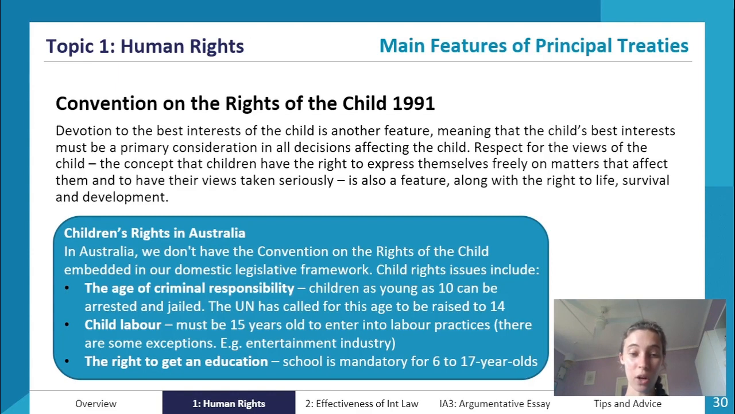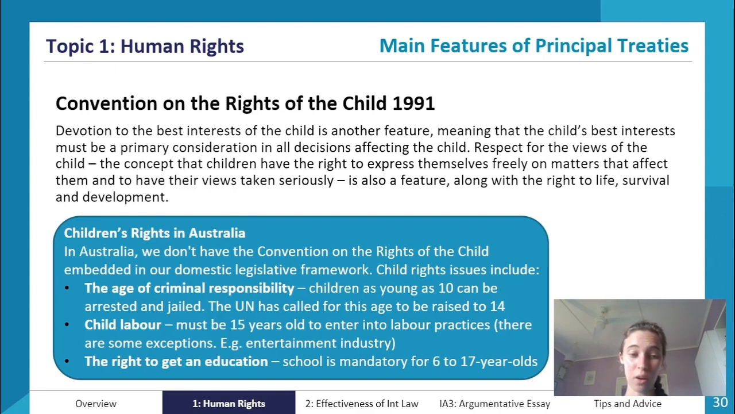So in Australia, we don't actually have the Convention on the Rights of the Child embedded in our domestic legislation framework. Some child's rights issues that we do have. So something that's in the media at the moment with the age of criminal responsibility in Queensland, they're changing some laws around that. But at the moment, children as young as 10 can be arrested and jailed, which is quite young, according to the UN, who has called for the age to be raised to at least 14.